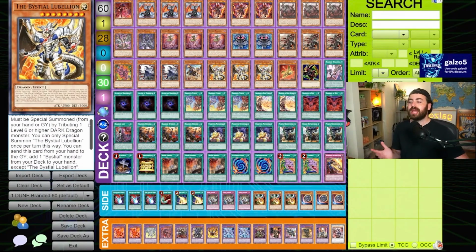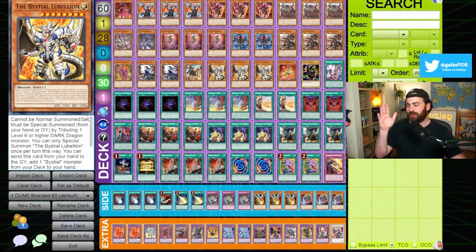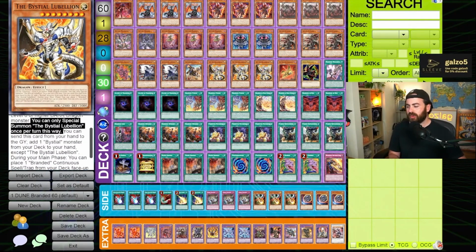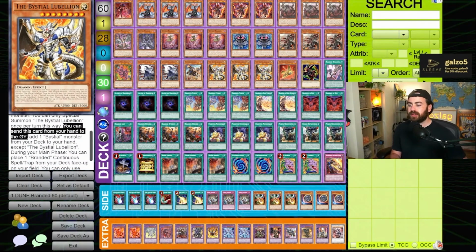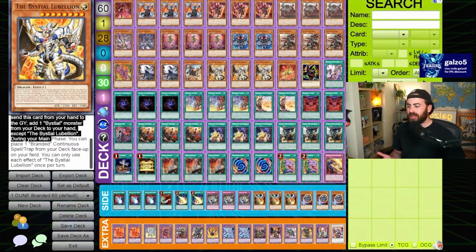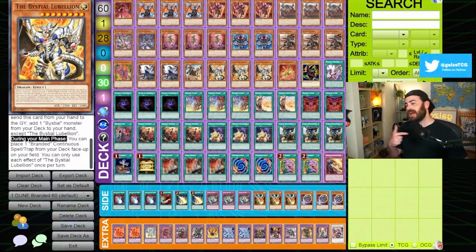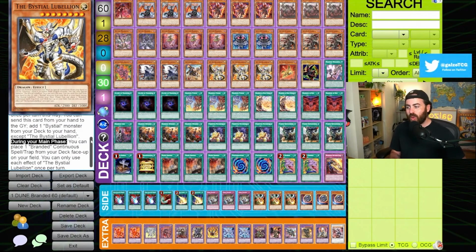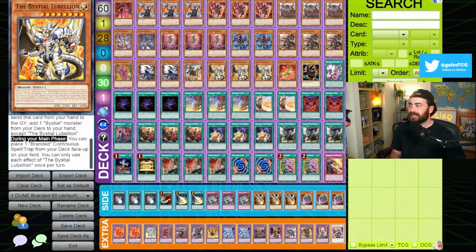If you just look at Bestial Lubellion, just as an example, the first card we see, okay, there's a restriction here, and then you can summon this once per turn. That makes sense. You can send this card from your hand to the graveyard, and then we have a semicolon here, which signifies the cost, and then the effect happens after that. And then again, during the main phase, colon. So what does that mean? If a new player reads this, what's the difference between a colon and a semicolon? Those are the exact nuances that I'm talking about.